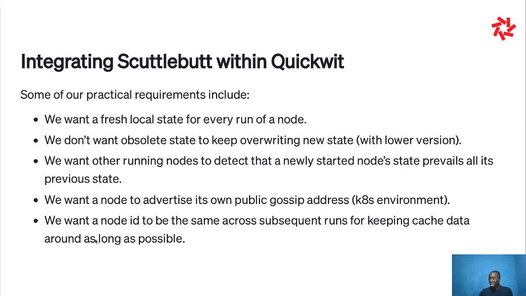So I was saying these are our requirements: we need to advertise a public address for a node. And we also want to do caching because we are doing distributed search. When a node dies and comes back online, we want it to retain its place within the overall hierarchy. Probably it had some data that was cached. We don't want to throw it away because we are pulling from S3. Even though it's cheap, it's always good for performance to reuse whatever we already had.